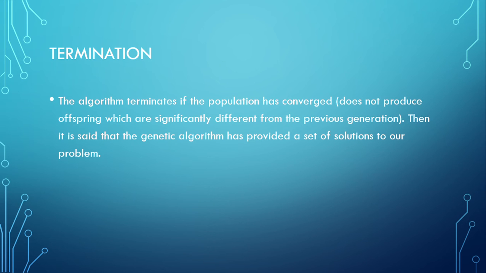Then there's termination, or we can say stopping criteria, where the algorithm has to stop and find out, okay, fine, am I on the optimal solution or not? So that's basically the termination point, or stopping criteria. The algorithm terminates if the population has converged, which means it doesn't produce offspring which are significantly different from the previous generation. Then and only then is it said that the genetic algorithm has provided a set of solutions to our problem. Otherwise, we have to start again from the second step, fitness calculation.